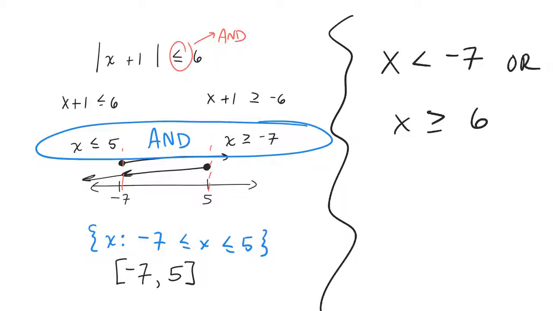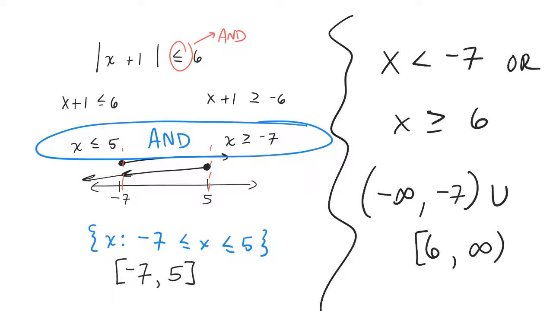In interval notation. X is less than negative 7. Start with that, Regina. Good. And then the U thing. Good. And then you would do 6 with a bracket. All right, good. And then comma, infinity with parentheses. All right, good. Infinity always has parentheses.